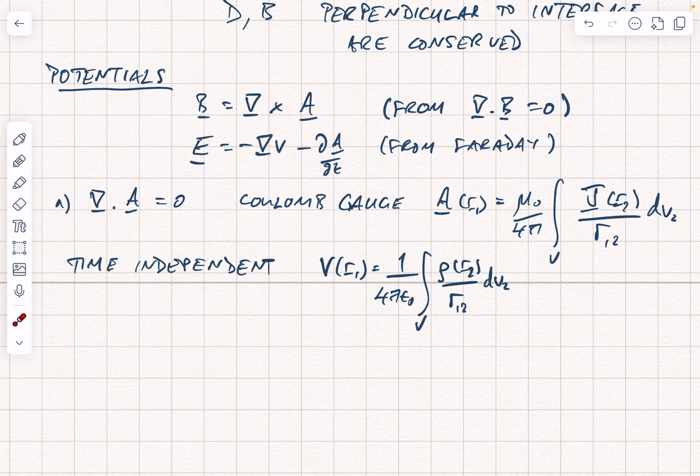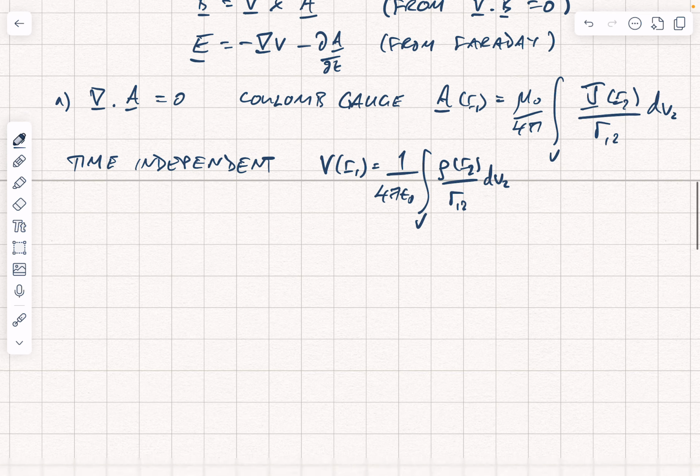You've got a 1 over 4 pi and some appropriate constant. You have the source term and you have a 1 over r term. And as we go through the material, you'll notice that this actually gives us an overall link between the fields. Those are very common ways of solving for electrostatic and magnetostatic solutions.